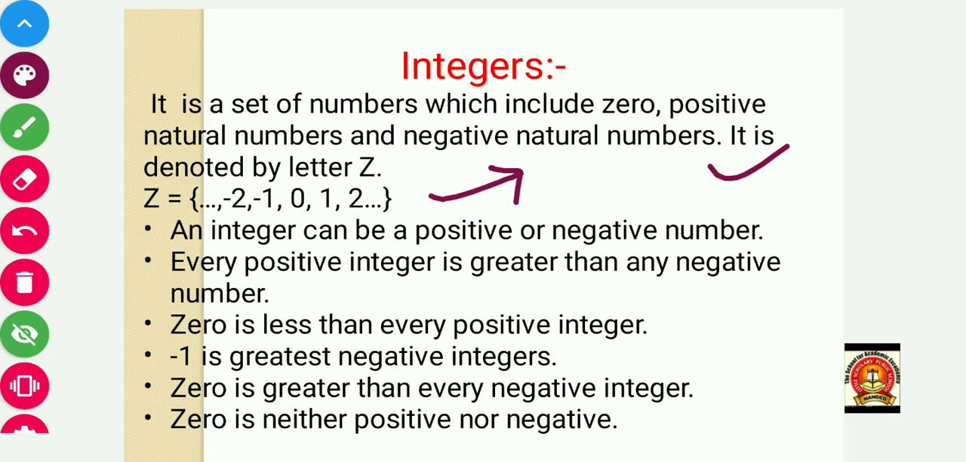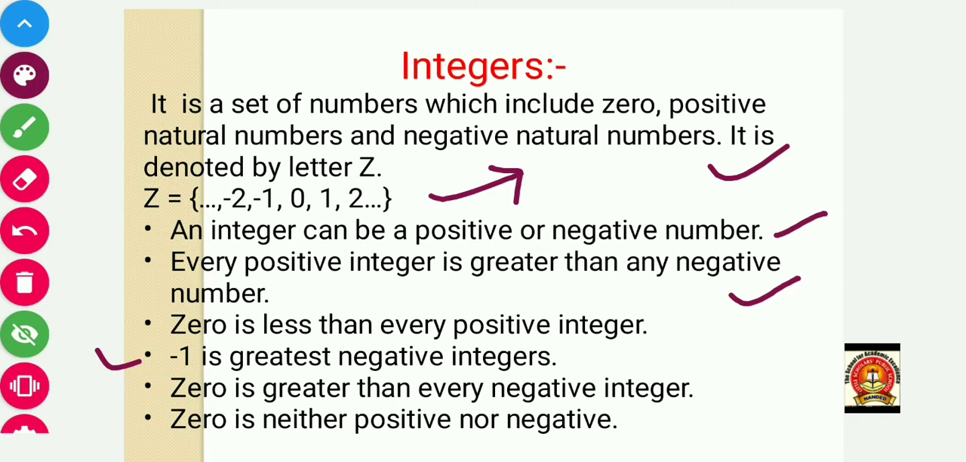An integer can be a positive or a negative number. Every positive integer is greater than any negative number. And remember, 0 does not contain any sign. 0 is less than every positive integer. In the same way, 0 is greater than the negative integers. And -1 is the greatest negative integer.